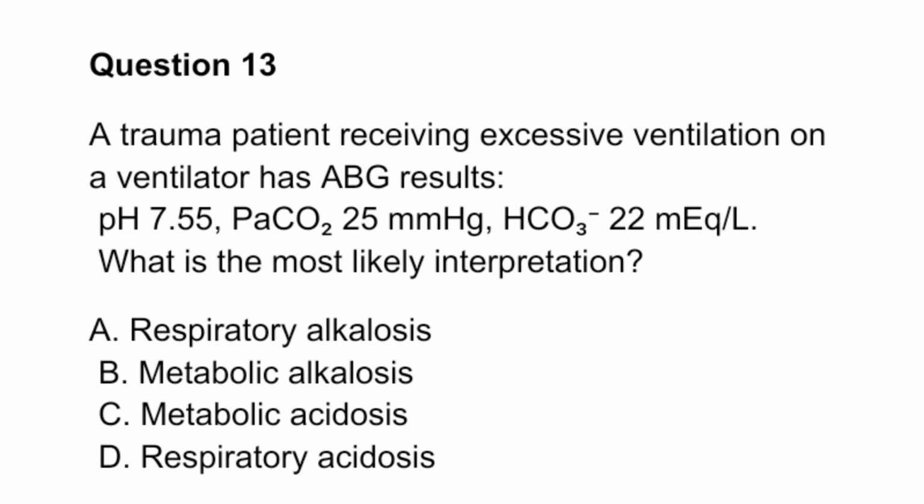Question 13. A trauma patient receiving excessive ventilation on a ventilator has ABG results: pH 7.55, PaCO2 25 mm Hg, HCO3- 22 milliequivalents per liter. What is the most likely interpretation? A. Respiratory alkalosis. B. Metabolic alkalosis. C. Metabolic acidosis. D. Respiratory acidosis.